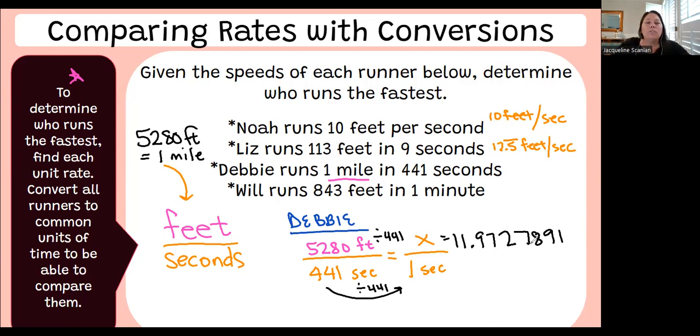Because all I need to do is compare this to Noah, Liz, and Will's feet per second, I could probably round this. So I'm going to choose to round to about the hundredths place. I might need to go farther into that decimal depending on what the other numbers are, but I think this will give me more than enough information. So I'm going to use this 2 to round. 2 does not round up. So I'm going to say that Debbie runs 11.97 feet per second.